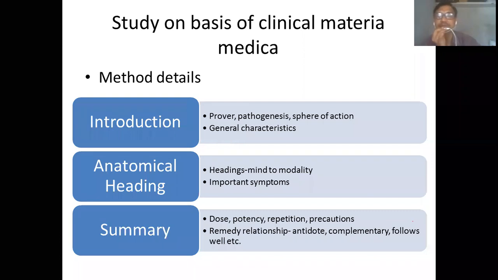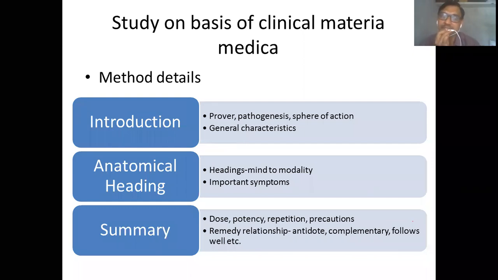So such kind of information is given, and then the general characteristics of that remedy, which runs throughout the remedy, and which is an important summary of that medicine, is given in the introductory part. Then, followed by this introductory part, there are anatomical headings from mind to modality.